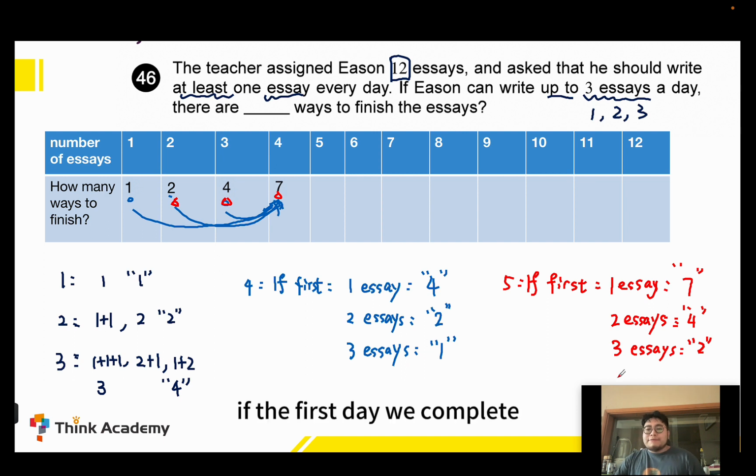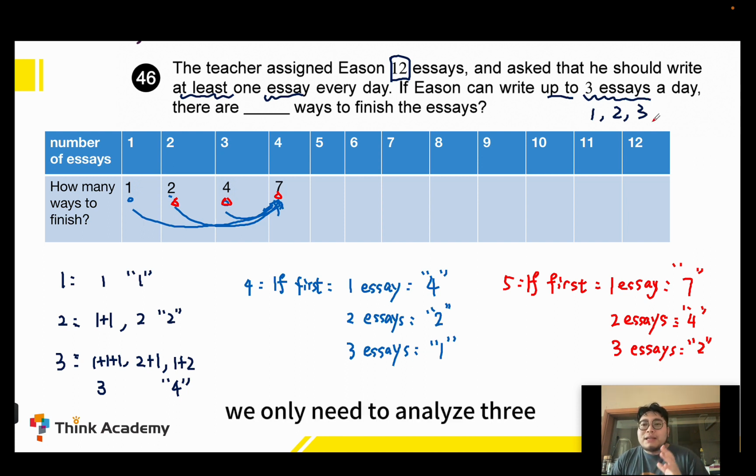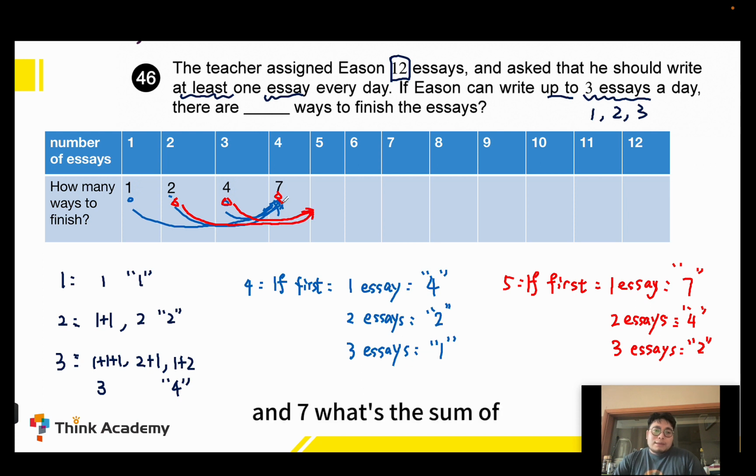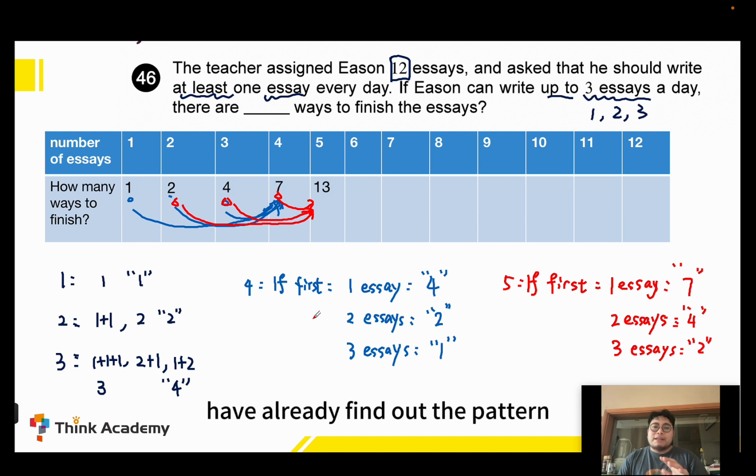Do we need to consider if the first day we complete 4 essays? No, because up to 3 essays. Remember that, which means each time we only need to analyze 3 situations: 1 essay, 2 essays, and 3 essays. So for 5, it should be 4, 2, and 7. What's the sum of 2, 4, and 7? It should be 13. So I think all you guys have already found the pattern.